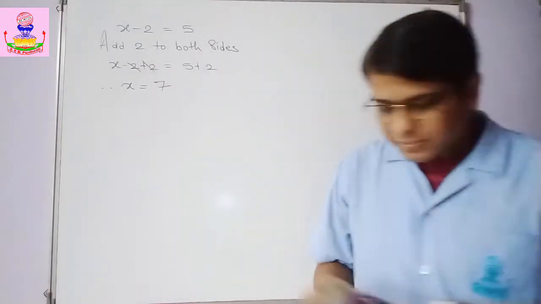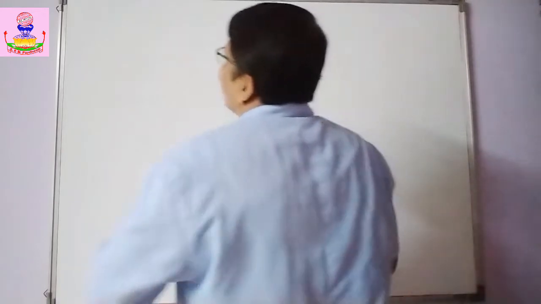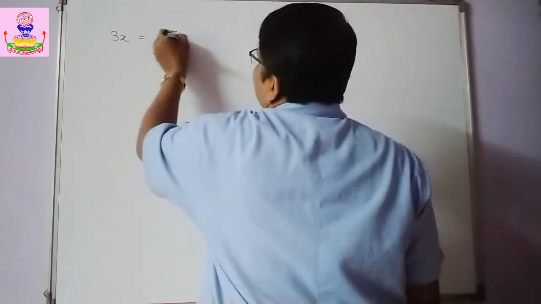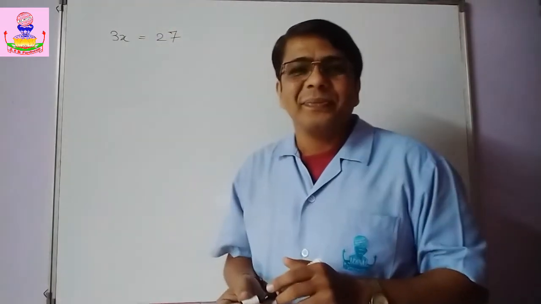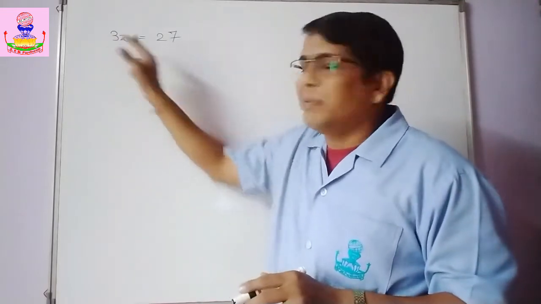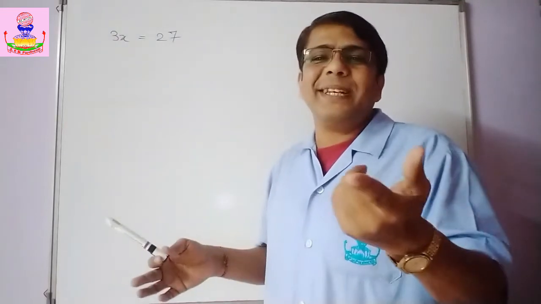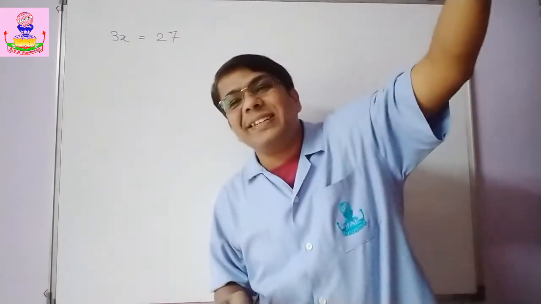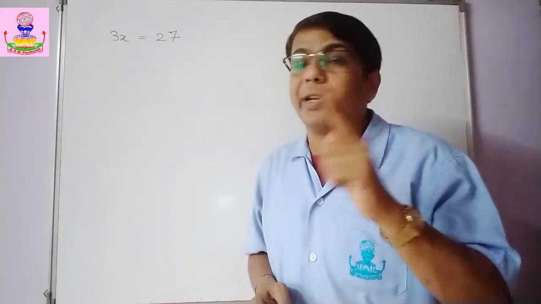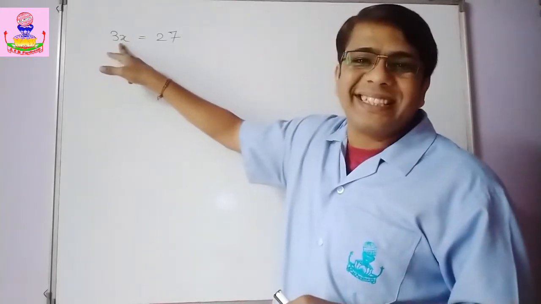Okay? Then, this is addition, subtraction. Let us go for the next, that is, 3x is equal to 27. Now, what is the sign between 3 and x? Yes, multiplication. Now, the opposite of multiplication is division. My aim, don't forget that objective, my objective is to find the value of x.